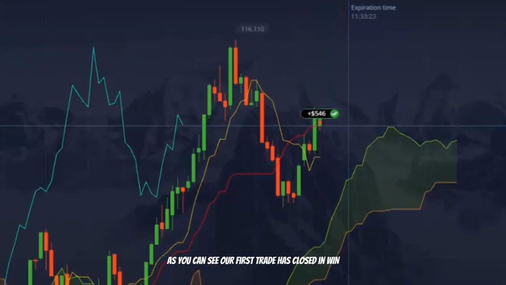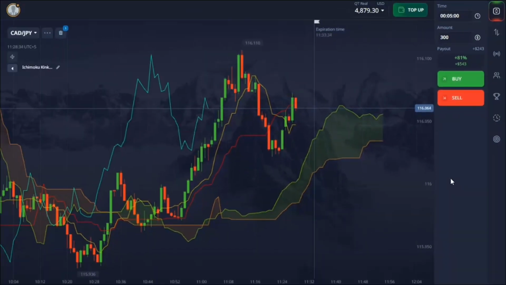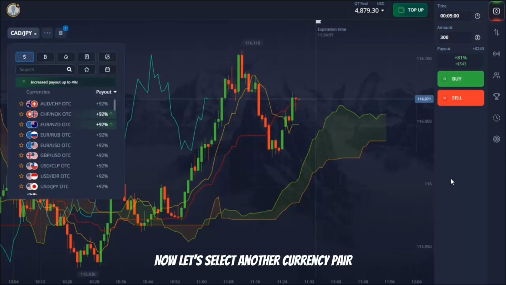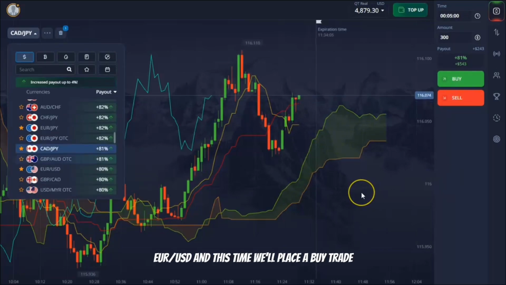As you can see, our first trade has closed in win. Now let's select another currency pair, EUR USD, and this time we'll place a buy trade.